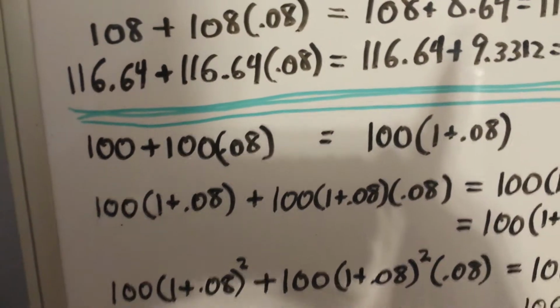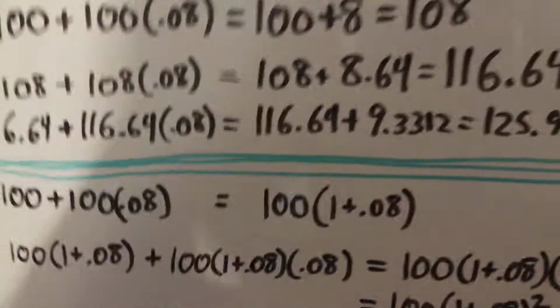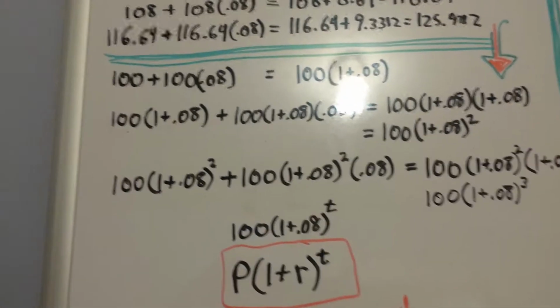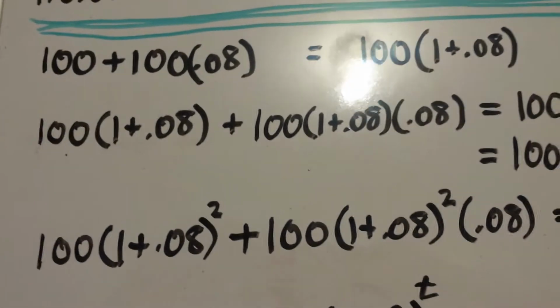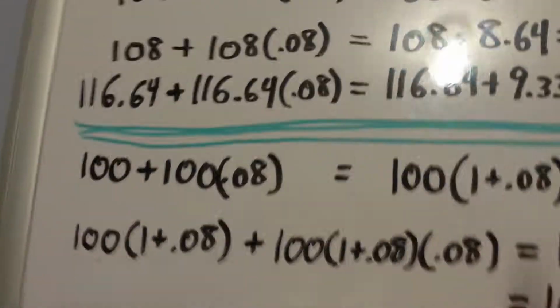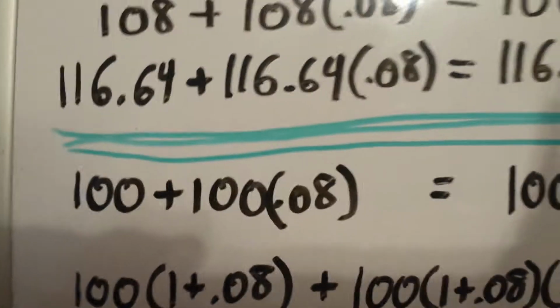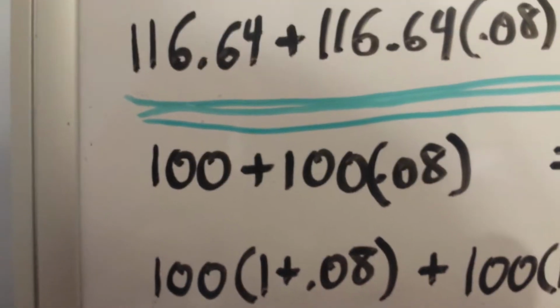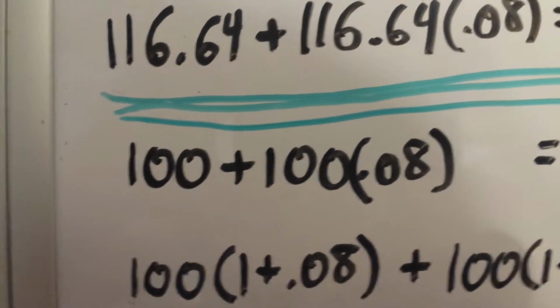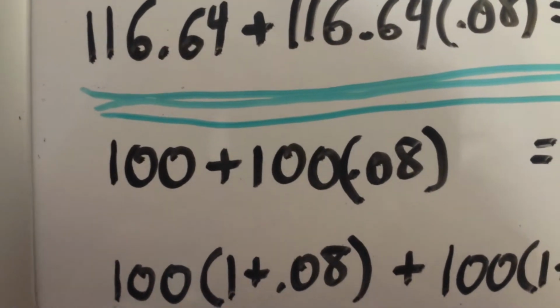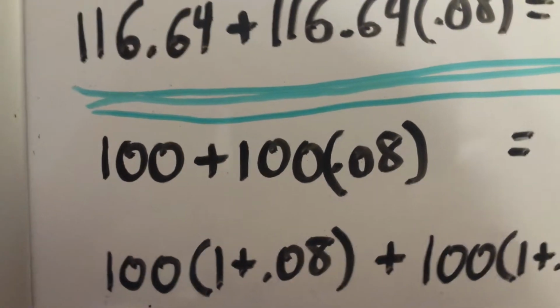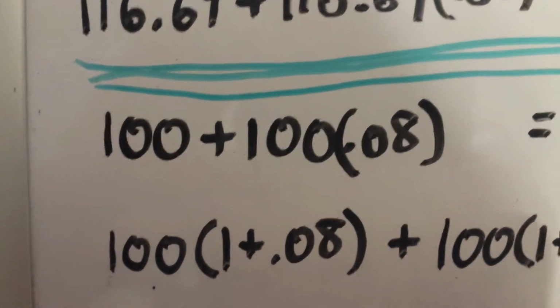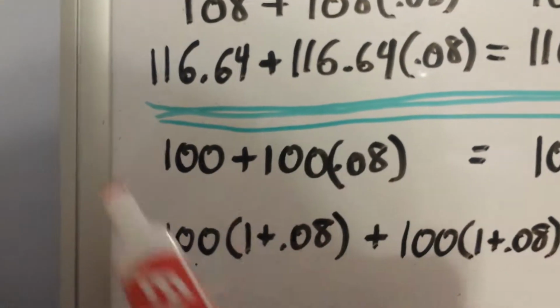So we're going to rewrite this. We're going to do this again, but we're going to rewrite it a little bit and do some algebra just to make an important point. Okay. So let's start again. You have $100. And at the end of that year, you're going to get $100 plus 100 times 0.08. And let's just leave it there. We know that this equals 108.